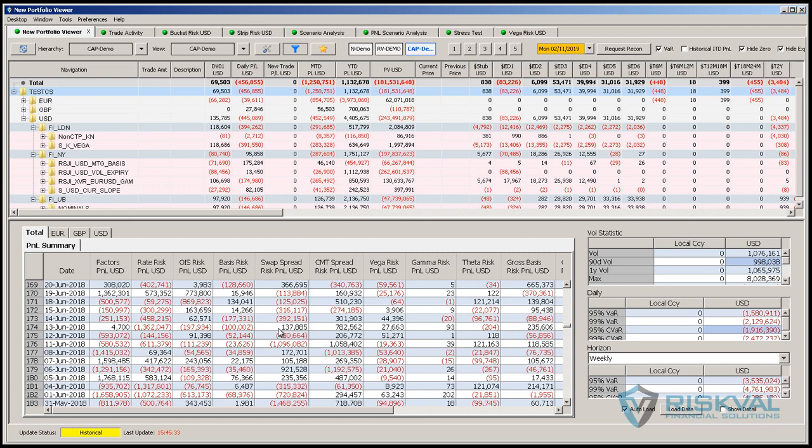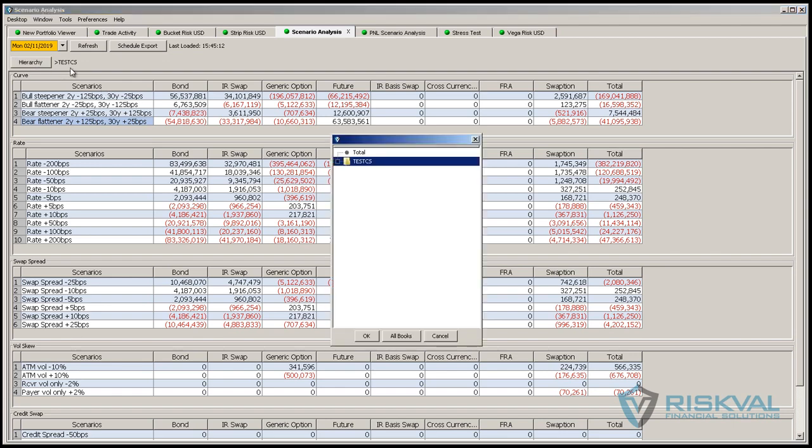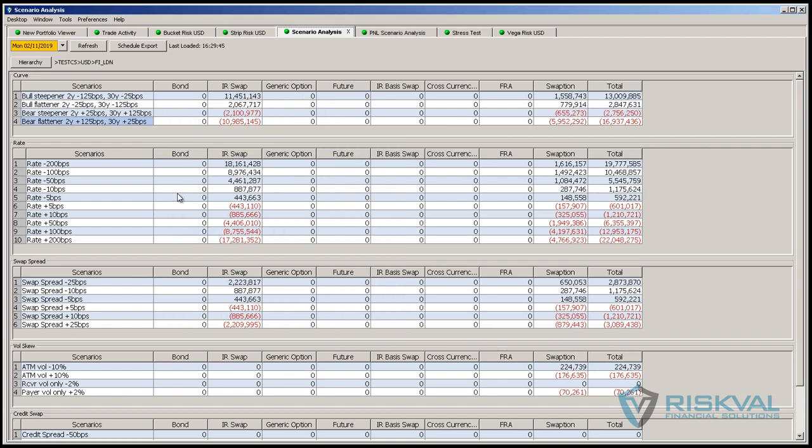To supplement the VAR, we have scenario analysis and stress testing. There are multiple ways to look at this. There are standard scenarios that can be defined, bull steepeners and flatteners for curve scenarios, rate scenarios, swap spread, even vol skew. And once again, the totals are available as well as the breakdown by trade type, and these are fully configurable in the hierarchy as well. So you can zoom in to any specific trade that you want to conduct scenario analysis.